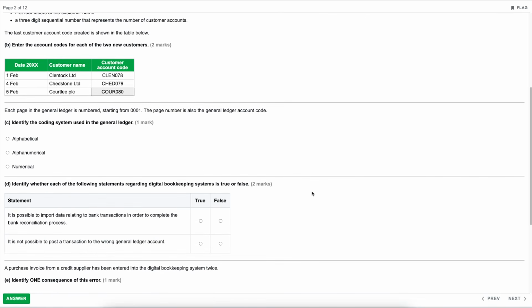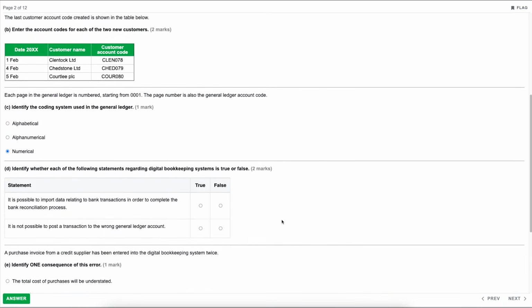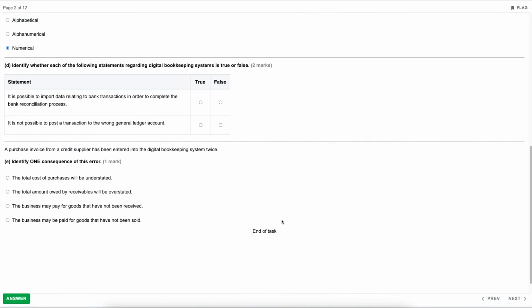Moving on to part C, it says each page in the general ledger is numbered starting from 0001. The page number is also the general ledger account code. Part C, identify the coding system used in the general ledger. Well, because they're only numbered and there's no letters going with these, it definitely wouldn't be alphabetical because there's no letters at all. It also wouldn't be alphanumerical, which is a mix of letters and numbers, so it would therefore be numerical.